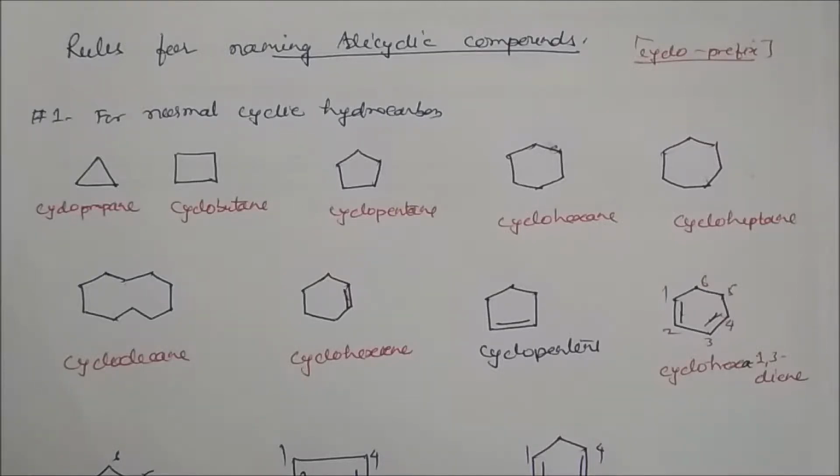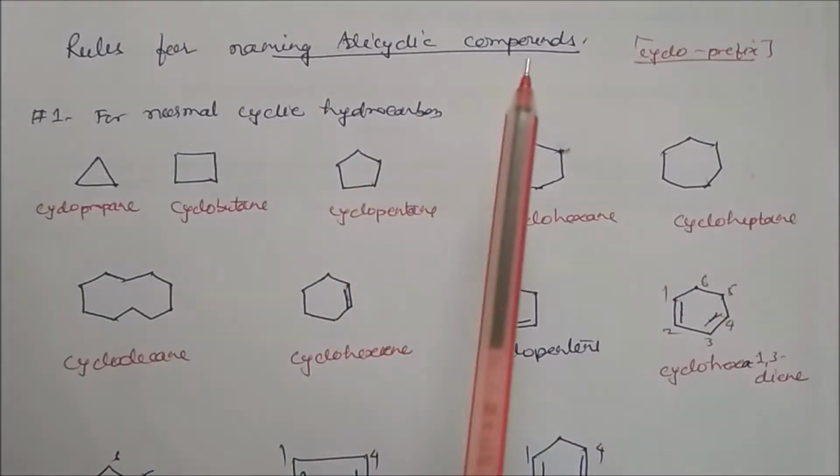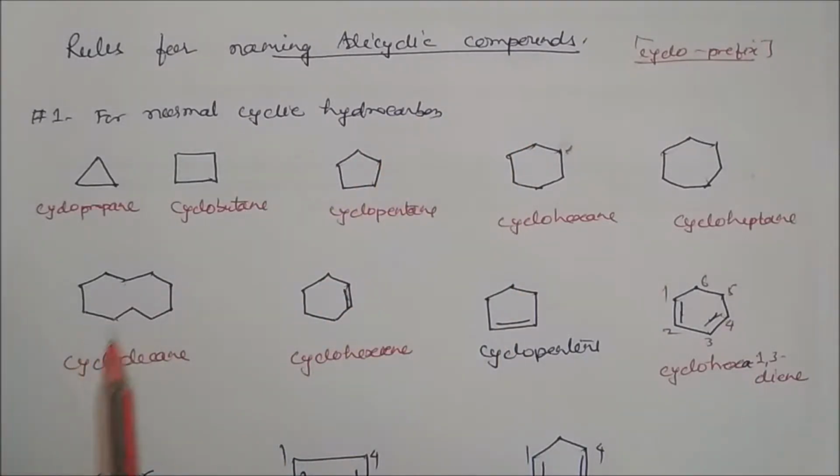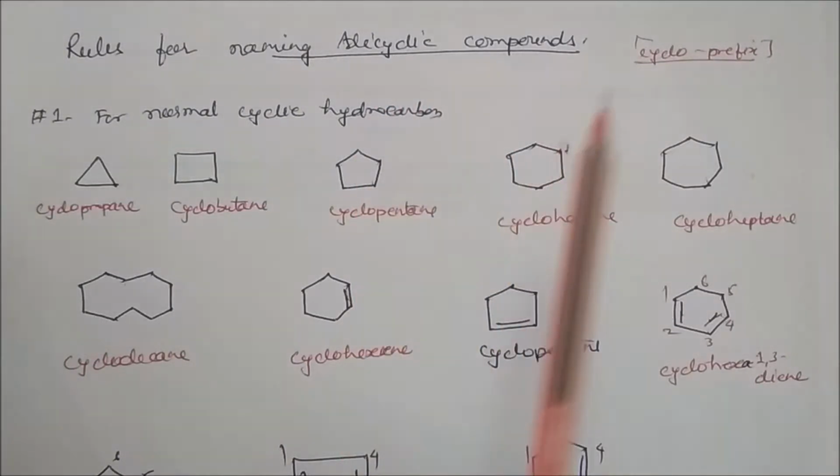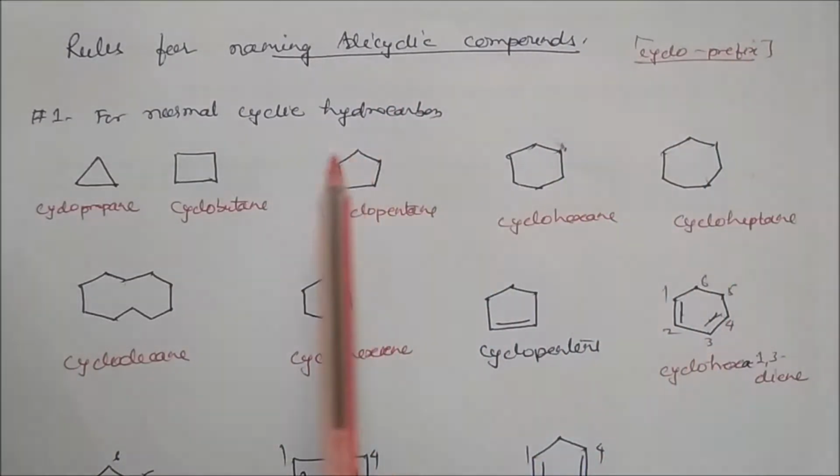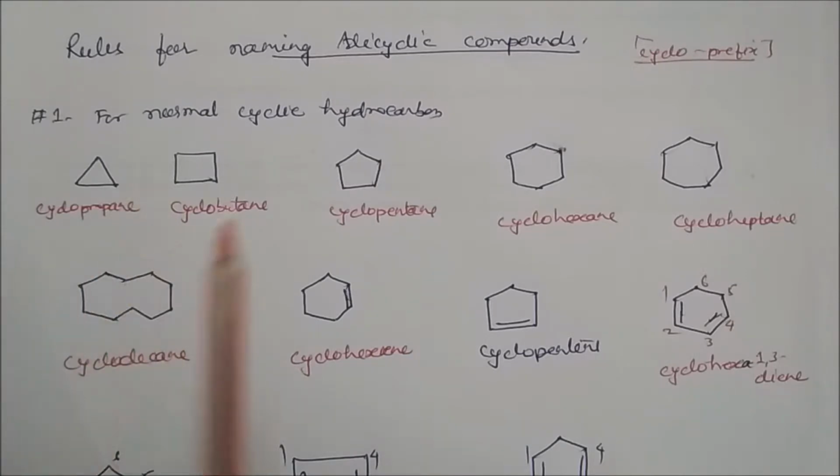Hello बच्चों. So in this session we'll learn how to write the nomenclature of alicyclic compounds. So already you know what alicyclic compounds are. Let us see the nomenclature. In this case we use the term cyclo as a prefix for writing the nomenclature for cyclic hydrocarbons.